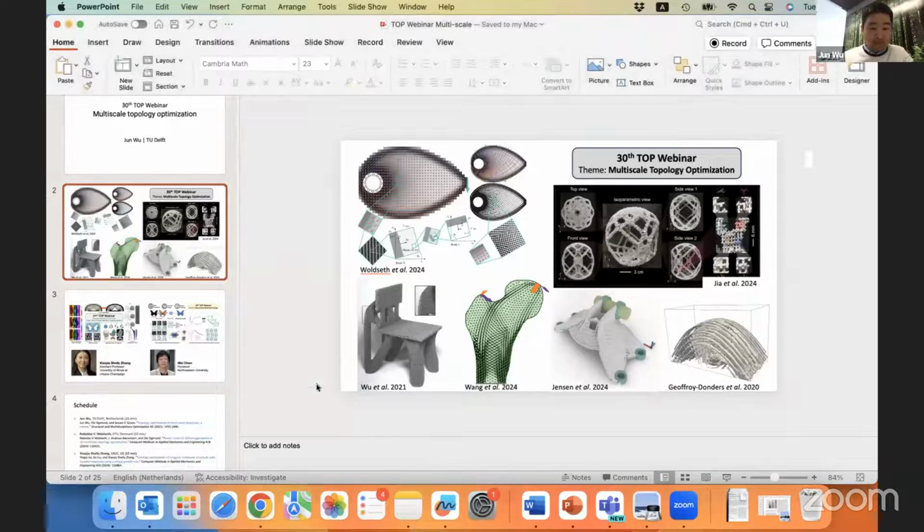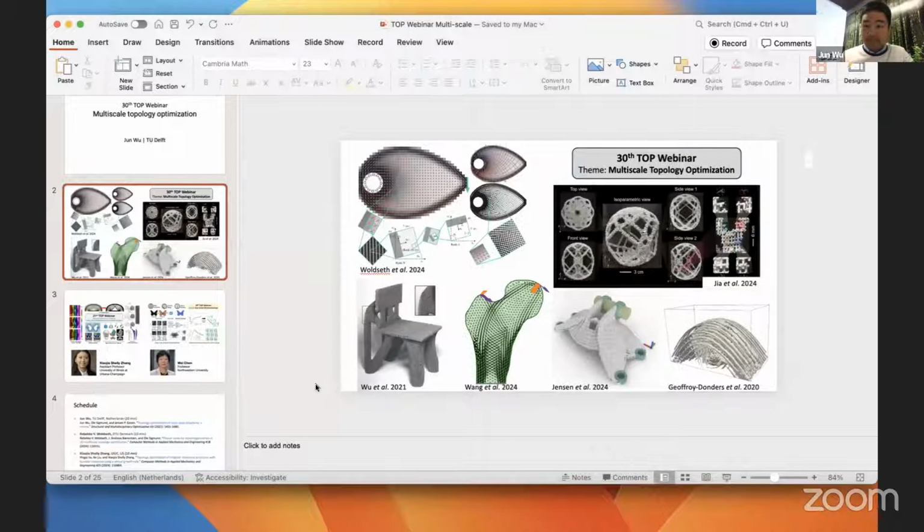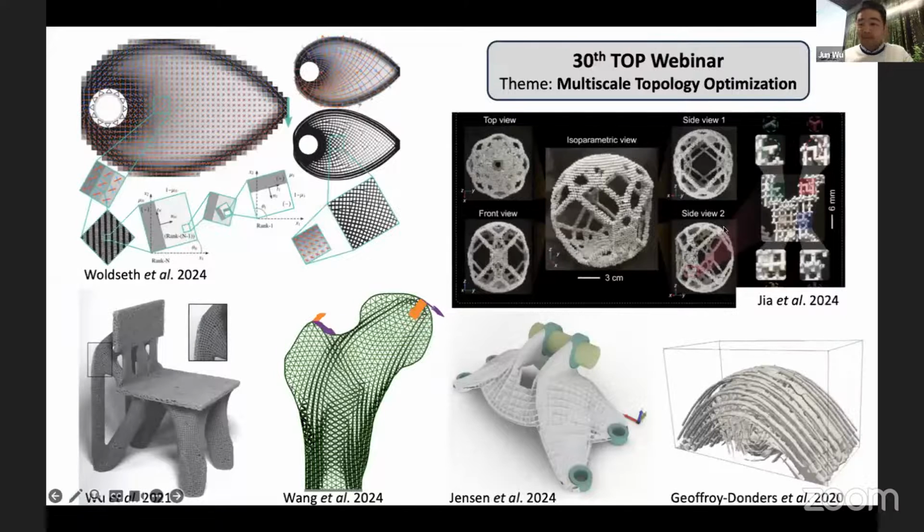Let me share my screen. So our session today is about multiscale topology optimization. In my opinion, multiscale topology optimization is one of the most intensively researched topics in our community. In the past, we have organized 2 sessions on related topics already.